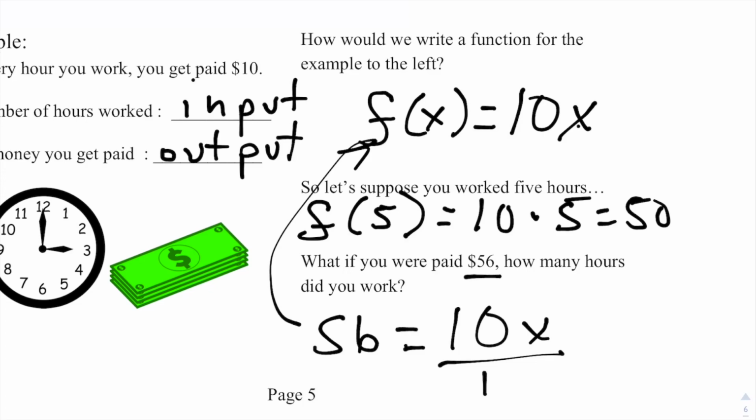To solve for x, we divide both sides by 10. When solving equations, think of the equal sign as a balancing point. So 56 divided by 10 is 5.6 equals x. So if you got paid $56, you knew that you worked 5.6 hours.